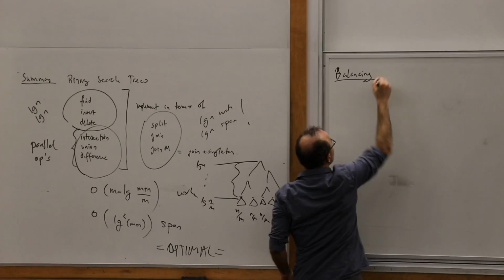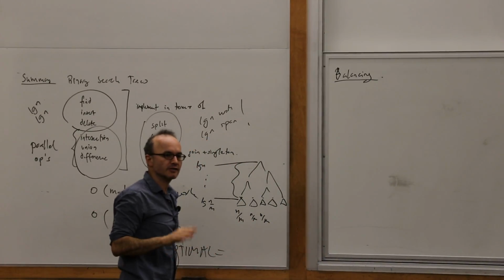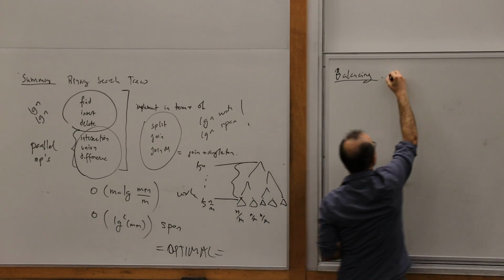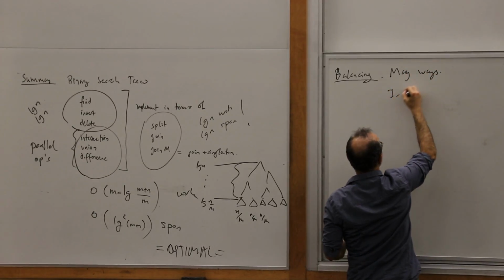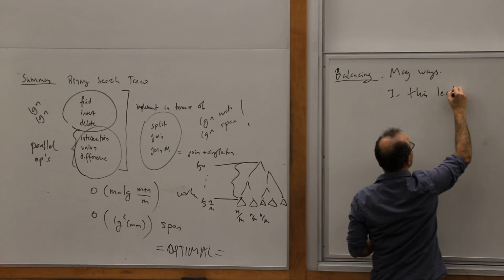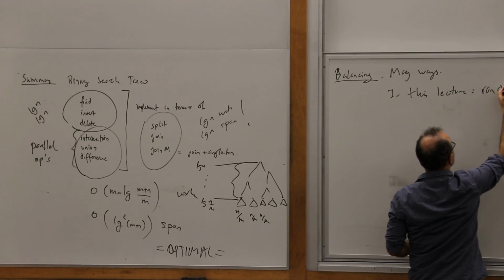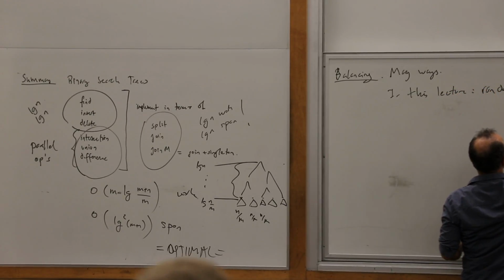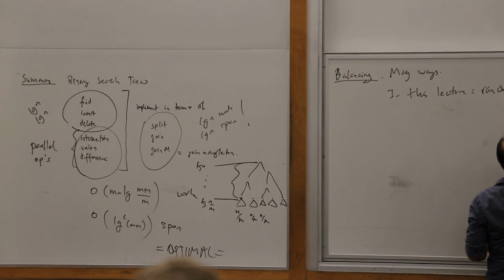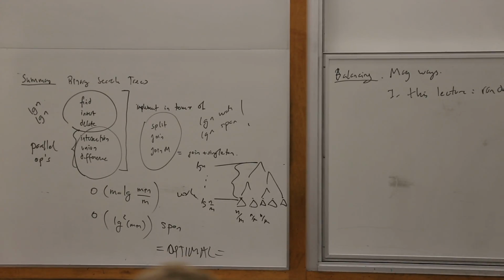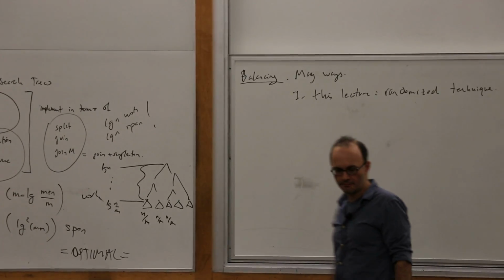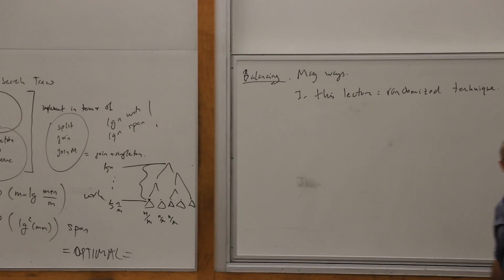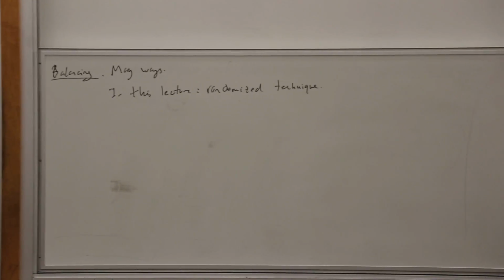As I alluded to in the first lecture, there are many ways to do this. In this lecture, we will use a randomized technique. Okay, good. I think many of you are not familiar with these trees, so let me first motivate what they are, and then we'll go from there.